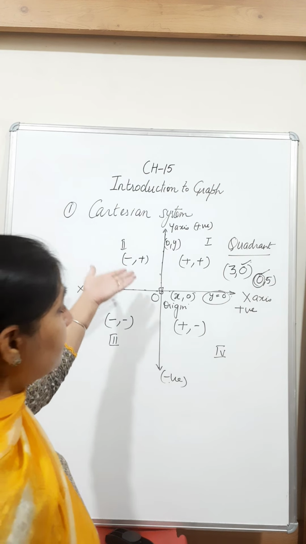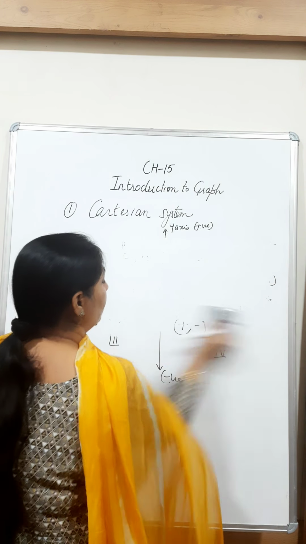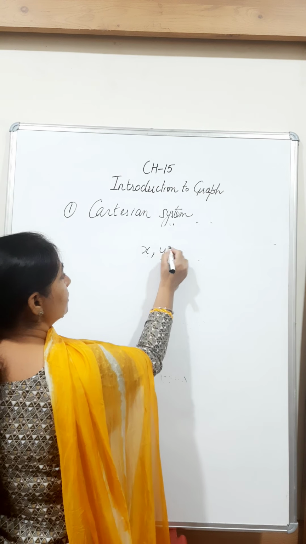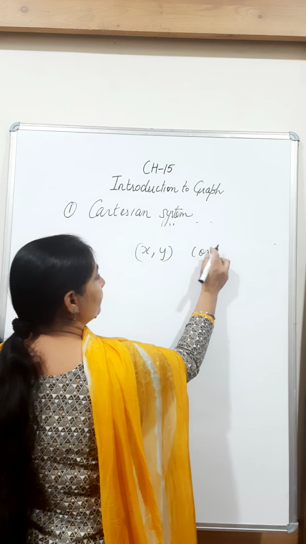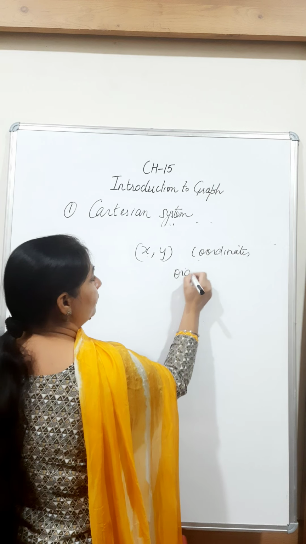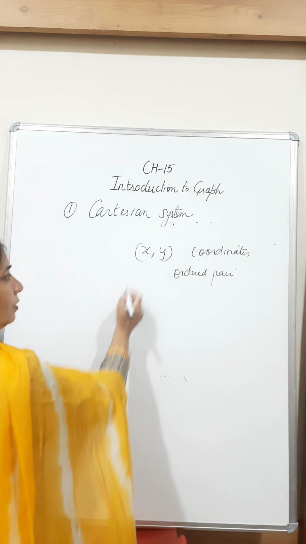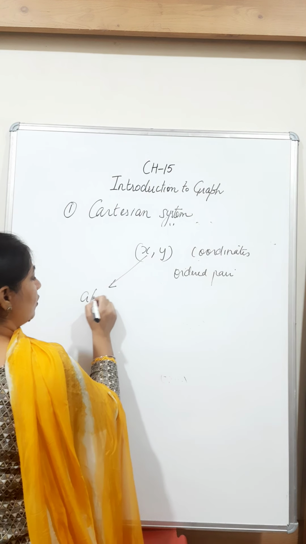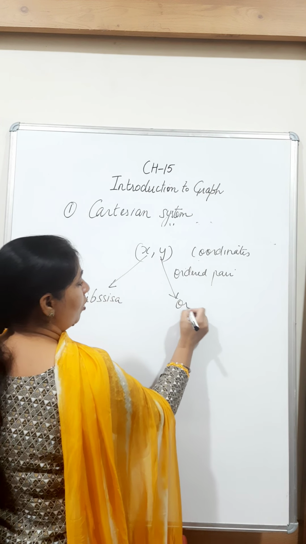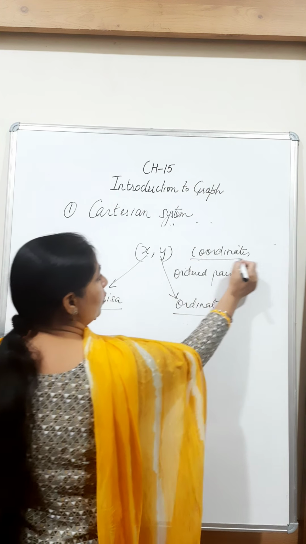This is the basic thing. Secondly, what are these numbers called? Any number in the form x comma y is called the coordinates. They are called the coordinates, or the other name is ordered pair, where the first value x is called the abscissa, and the second value y is called the ordinate. And when you take them together, we call it coordinates.